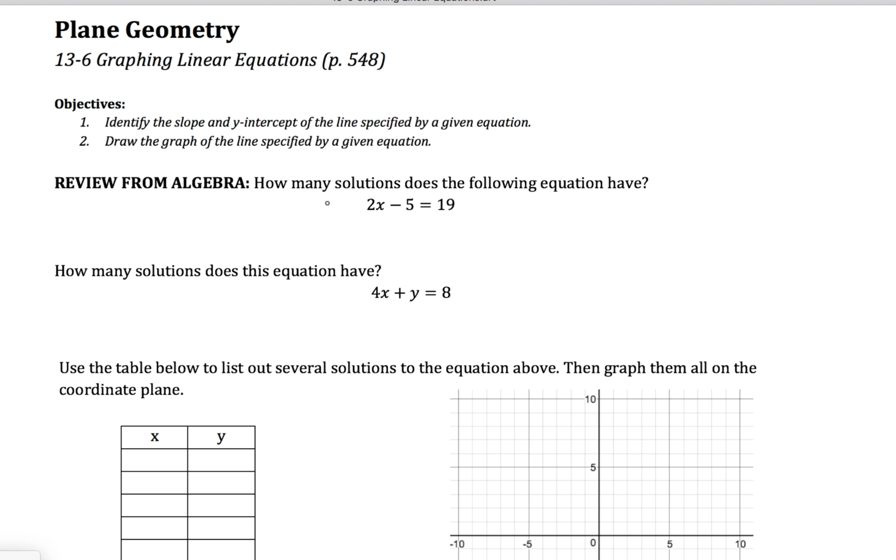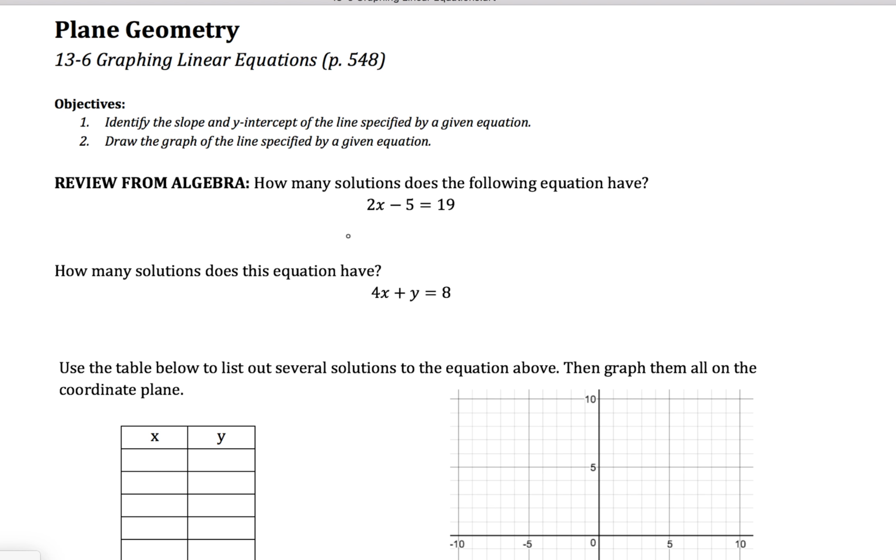So let's take a quick look first. A little review from algebra. If I have an equation like this, 2x minus 5 equals 19, how many possible solutions does an equation like this have? And so we look at that. One of the things we notice is that there's only one variable in this equation. And an equation with only one variable, there's kind of a limited number of possibilities in terms of a solution for that. Either there are infinitely many, or there are no solutions, or it's possible that there's just one.